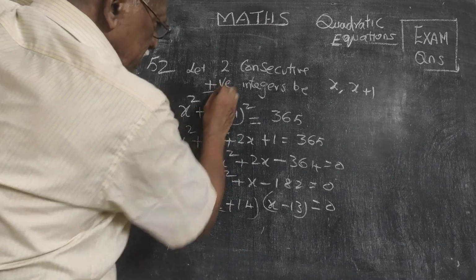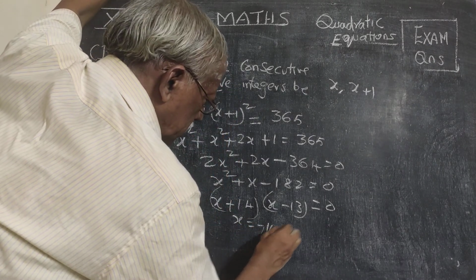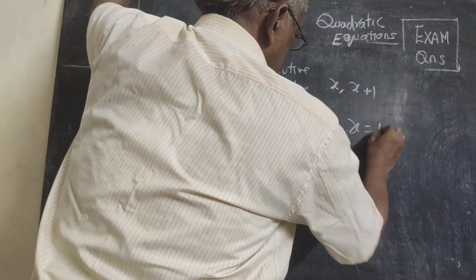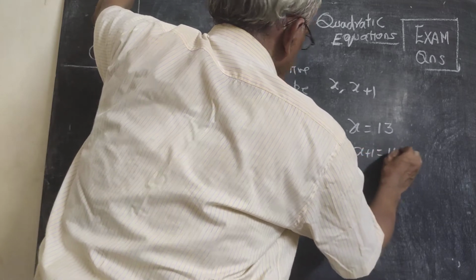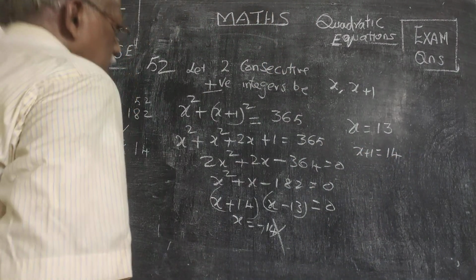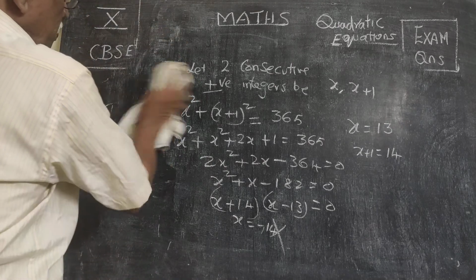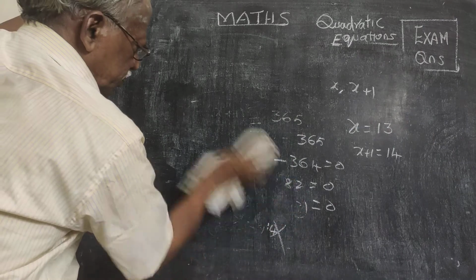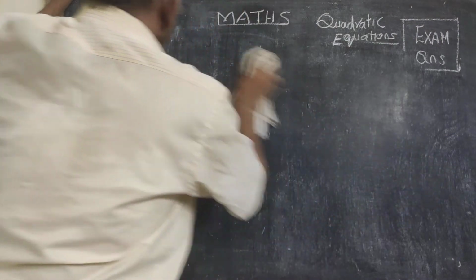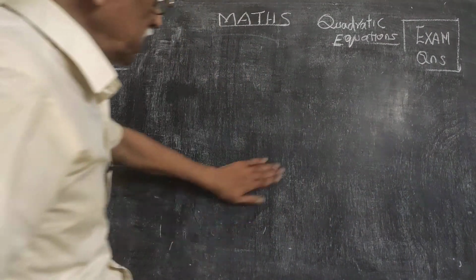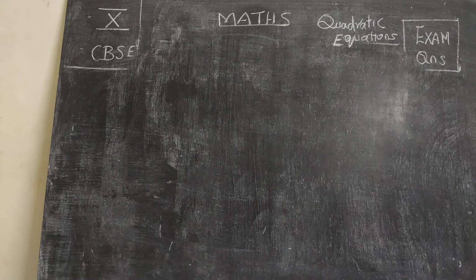We are thinking of positive integers, therefore x equals minus 14 is ruled out. So the answer is x equals 13. The next number is x plus 1, therefore 14. So the two consecutive positive integers are 13 and 14. So that completes the 52nd problem of solving the quadratic equations. So we have done exhaustively 52 sums covering the question papers, and I am confident that you can answer any question asked under this chapter.